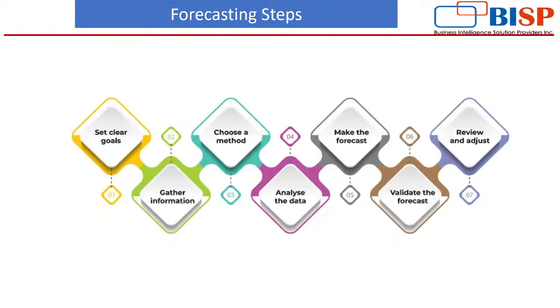Now, steps in the process of forecasting. It involves a series of steps to make sure that predictions are accurate, and it helps in effective decision making. So first you have to set clear goals. You have to start by deciding what you want to predict and why. So figure out the purpose of the forecast and choose the time frame you are interested in, whether it could be short term, medium term, or long term.